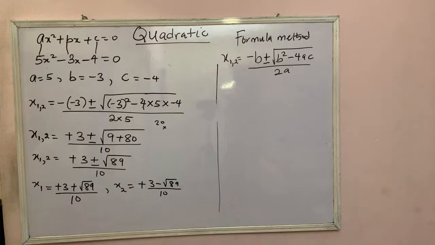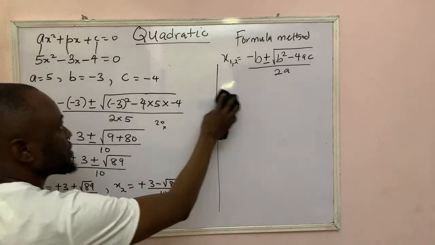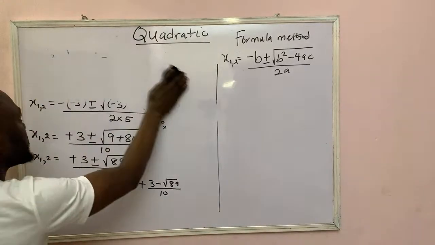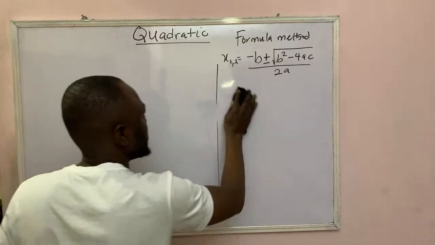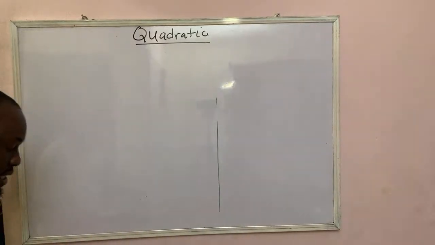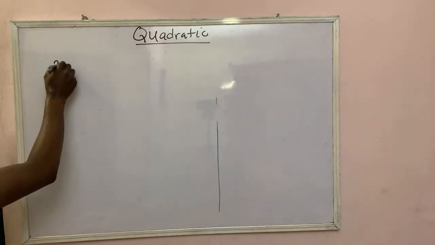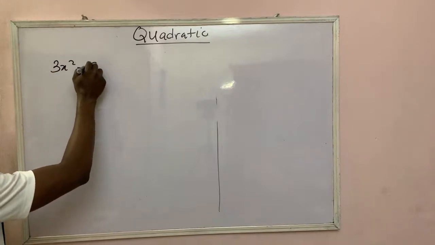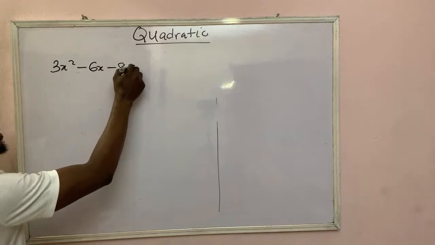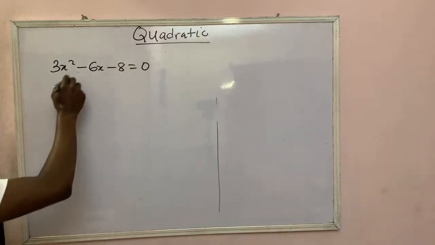All right. Okay, so let's look at that. Without wasting time, let's take one other example again: 3x squared minus 6x minus 8 equals 0.